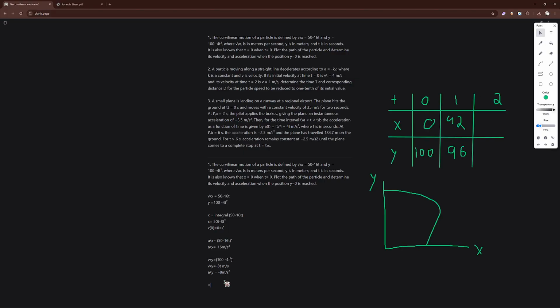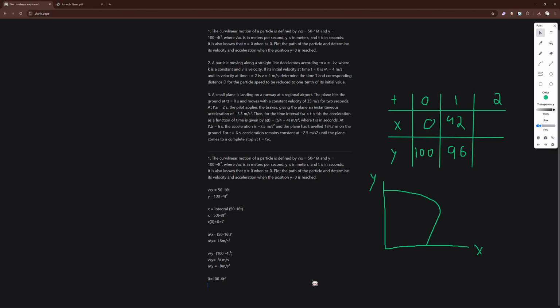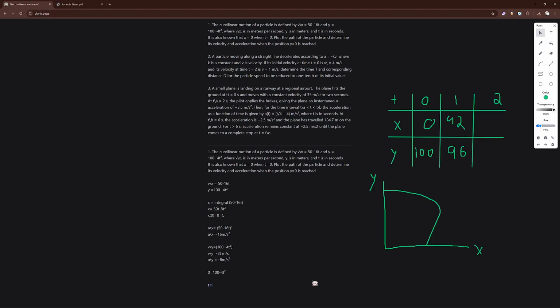We plug in 0 is equal to 100 minus 4t squared. And this is just solving an equation. So we get t. You go plus 4t squared, and then it's t equals 5 seconds. Okay, that's all there is to it. You don't need to do a lot of work for that.